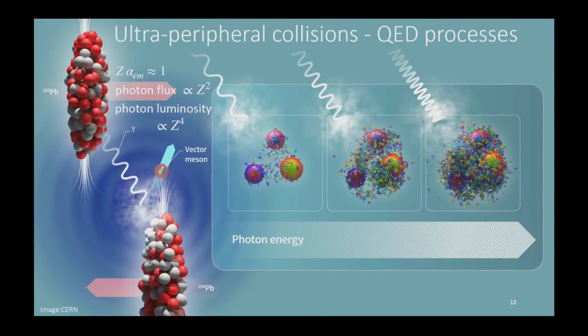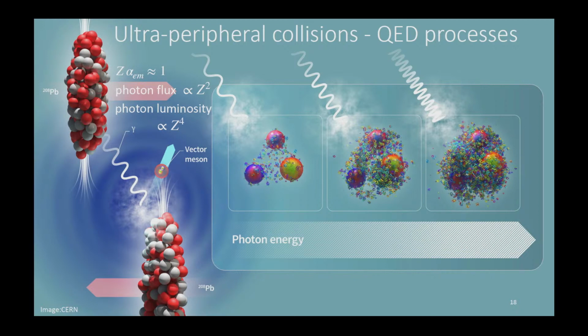A completely different type of collision is when both nuclei are displaced from each other so that they do not interact strongly, can only interact electromagnetically, and where the flux of quasi-real photons scales with the square of the charge number, the atomic number of the lead nucleus, which is 82. And then in this example, the photon splits into a virtual QQ-bar pair, which then interacts strongly with the other nucleus and is knocked on mass shell, for example, in the form of a J/psi meson.